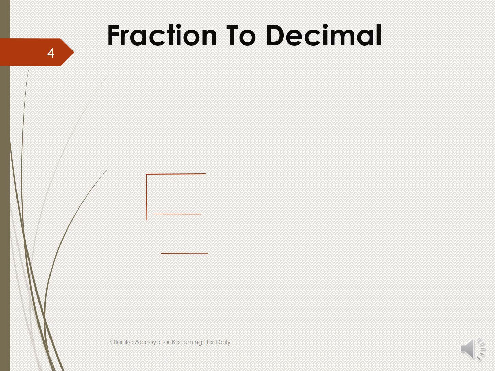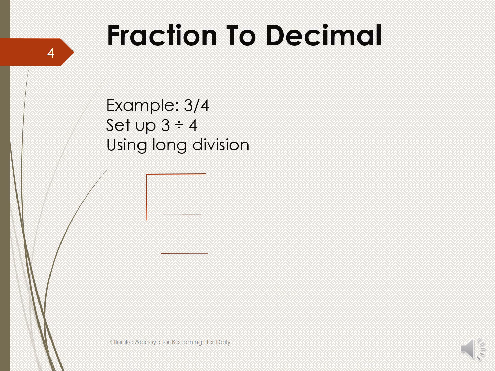Then we can look at fraction to decimal. We can convert a fraction to a decimal. For example, 3/4 is a fraction. If you want to take it as a decimal, we set it up as 3 divided by 4, then use long division.